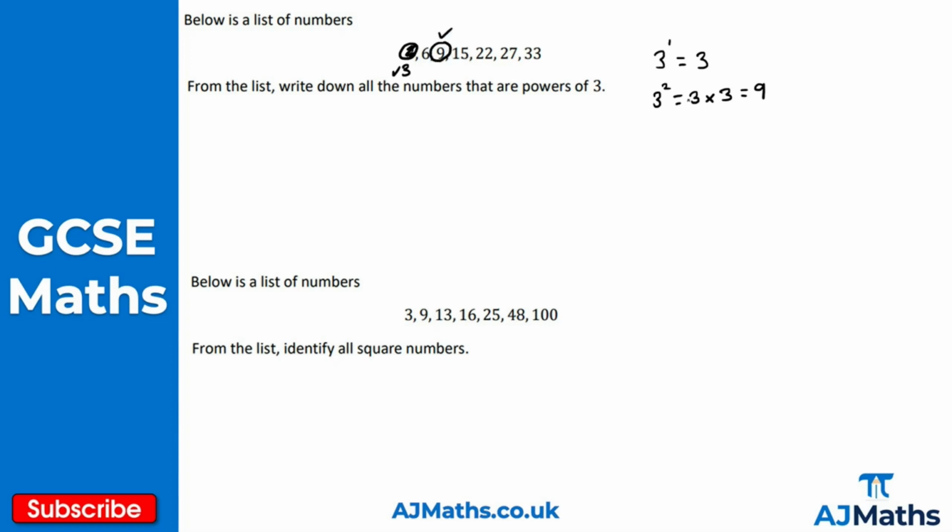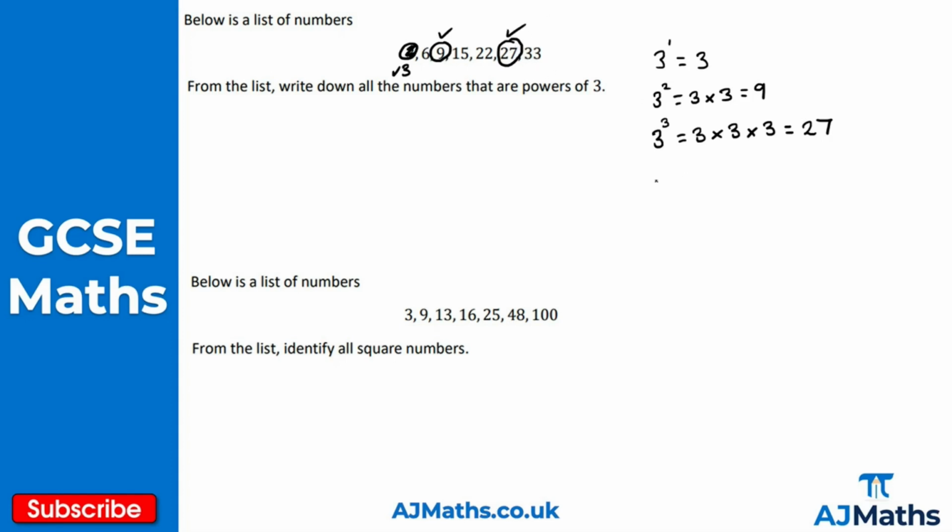Keep going here, I've got 15, so let's just keep going down our powers. So 3 to the power of 3, well, that's 3 times 3 times 3 again, which is the same as 9 times 3, so that would give me 27. Okay, that would give me 27 here, perfect. We highlight that or circle it. And my last number here is 33.